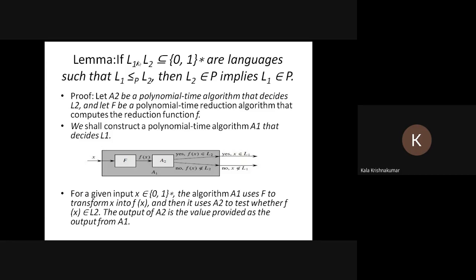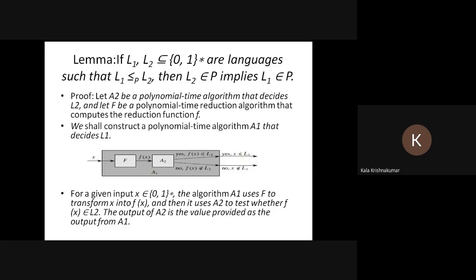So you can take the {0,1}* language, and you are saying that L1 is polynomial time reducible to, sorry, L2. Then L2 is an element of P implies L1 is too, because if this reduction is possible, these two, L1 and L2, will be of the same class. Okay, so let A2 be a polynomial time algorithm that decides L2.